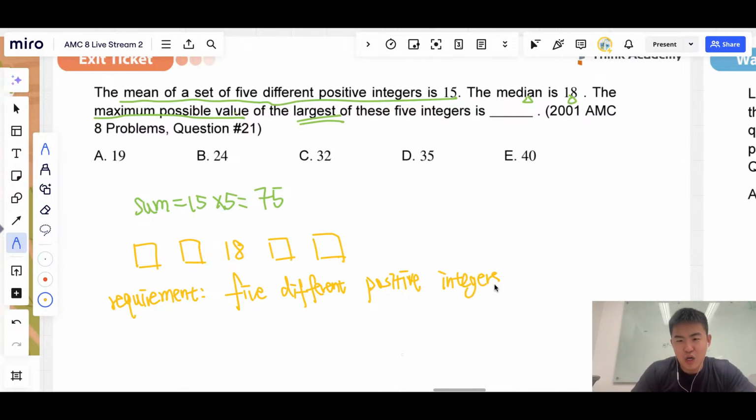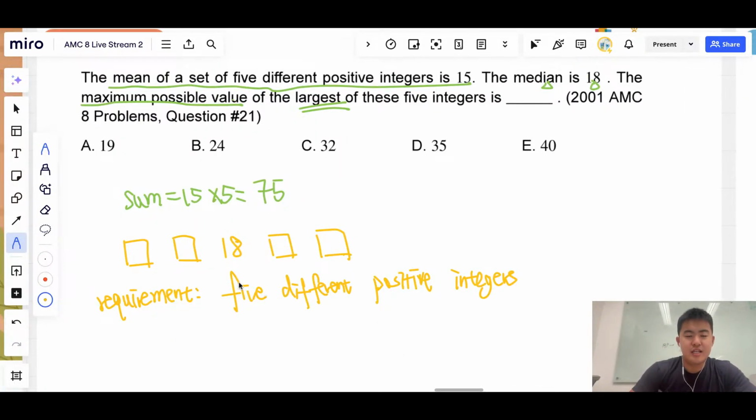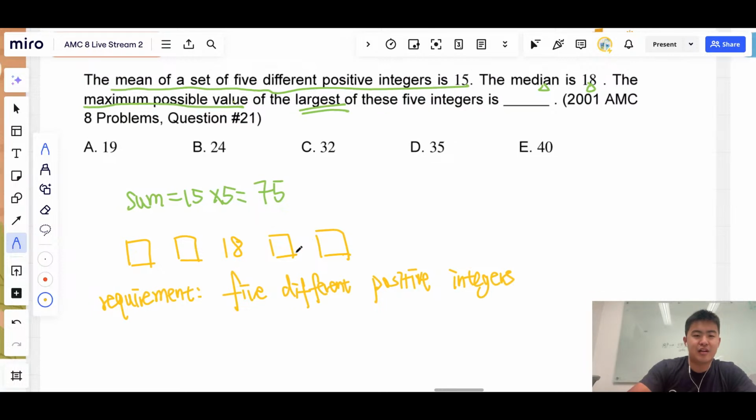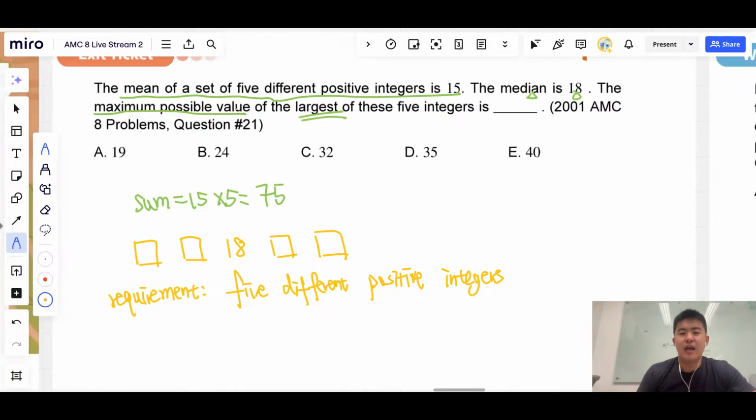Okay, so that's our requirement. First, the numbers are different and positive integers. So what are the options? Since the numbers on the left-hand side of 18 should be less than 18, and we want the largest possible value with a fixed summation, decreasing the value of the rest will give you the highest number possible when the summation is fixed.